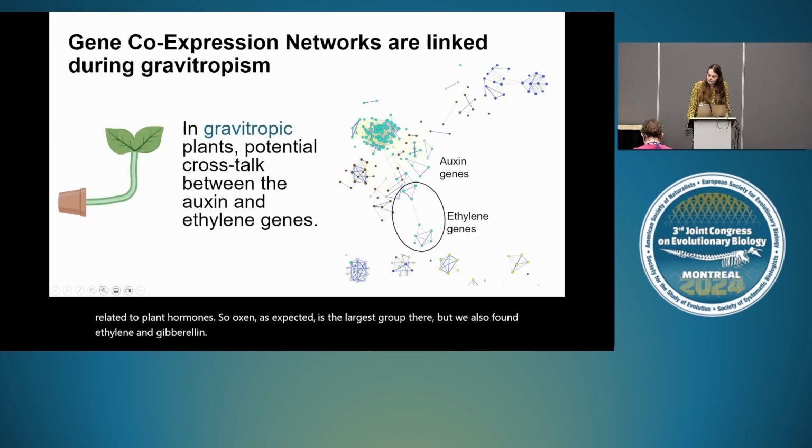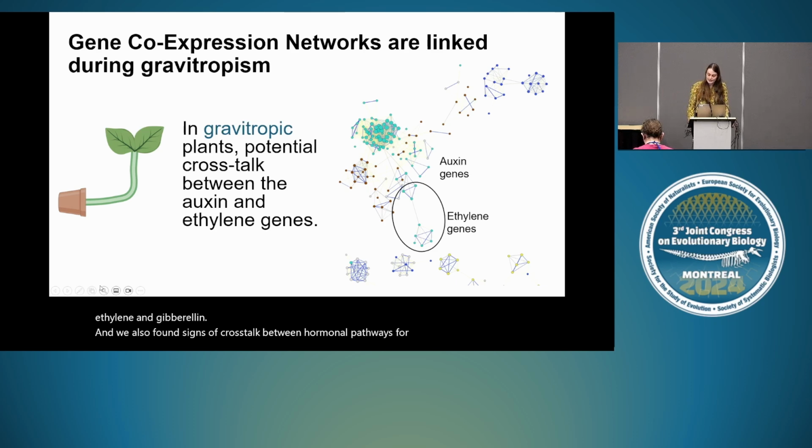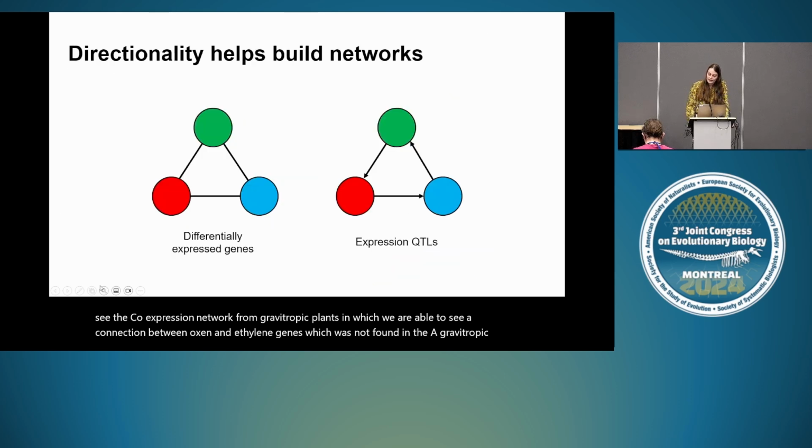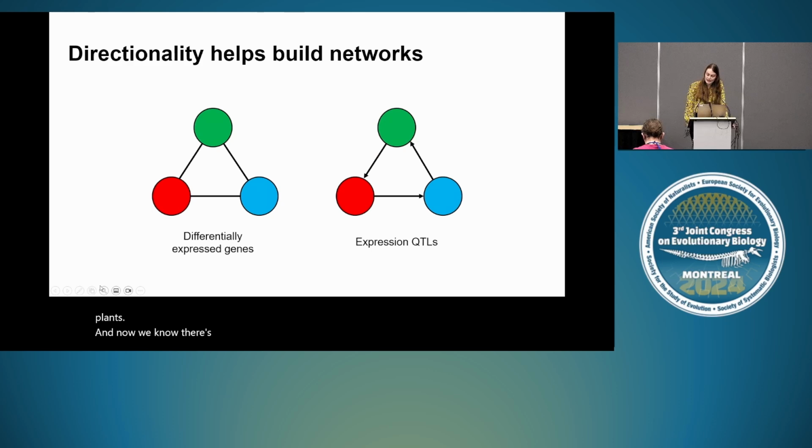And we also found signs of crosstalk between hormonal pathways. For example, here we can see the co-expression network from gravitropic plants, in which we were able to see a connection between auxin and ethylene genes, which was not found in the agravitropic plants. And now we know there's a link between DNA and phenotype mediated by hormonal divergence.